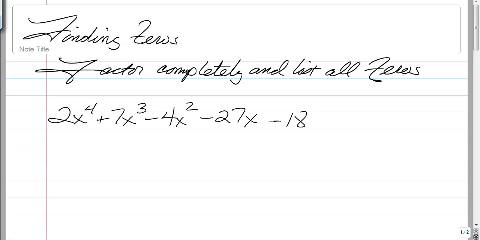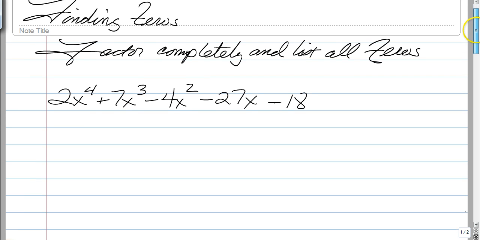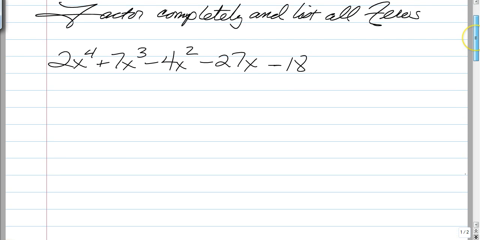Alright, here comes one more video on finding zeros. Now we're going to have to factor completely and list all the zeros, but if you remember a few videos ago, I said sometimes you're going to factor with synthetic division. I'm going to show you how to do this entire problem using only your graphing calculator and synthetic division.